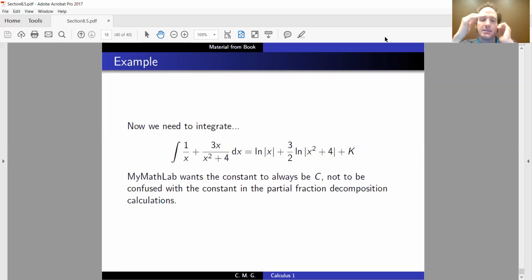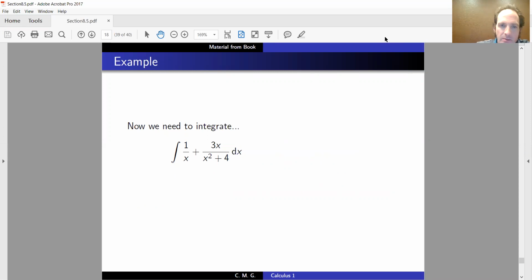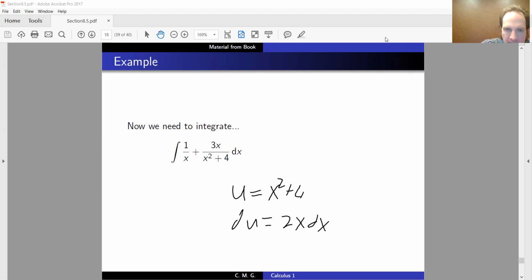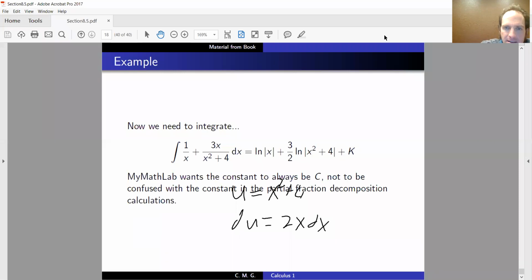And so what I get here is just natural log of x. And the second term here is a little bit weird. So I have to do a u substitution. Here u is x squared plus 4. du is going to be 2x dx. So I can end up with this. And so what I end up getting here is a 3/2 natural log absolute value of x squared plus 4, because that's just a natural log of u in there, and then u is x squared plus 4. And so that's great.